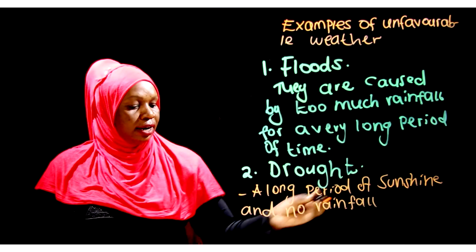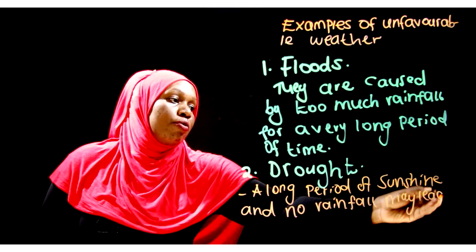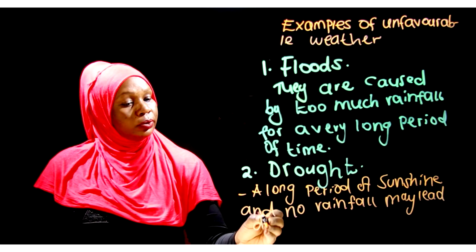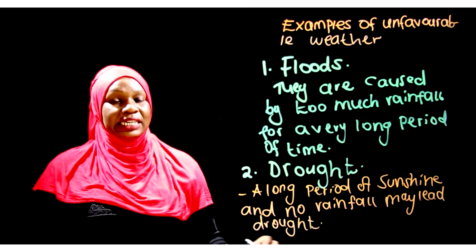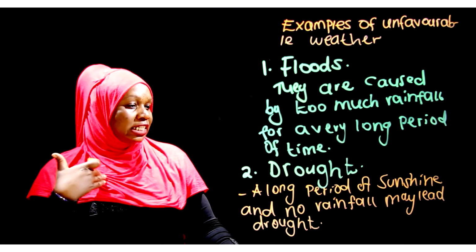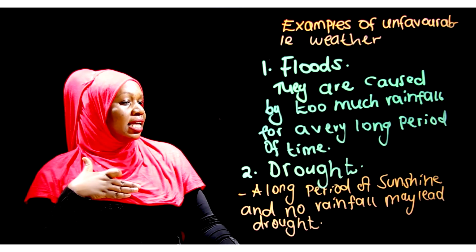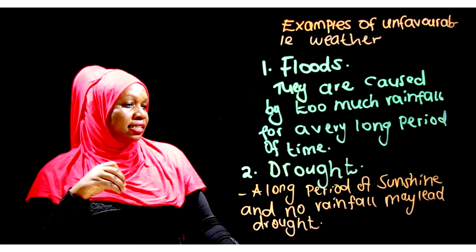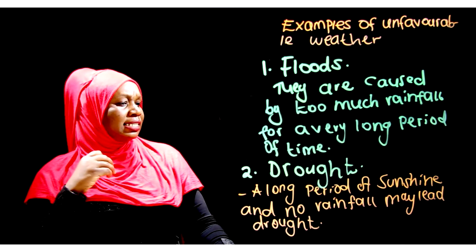And no rainfall may lead, or may cause the drought. Remember, there are some places where they don't experience the rain. So that place is very dry. There's no water, and that is what we call drought. When you look at the plants in that area, you see the plants are very dry.